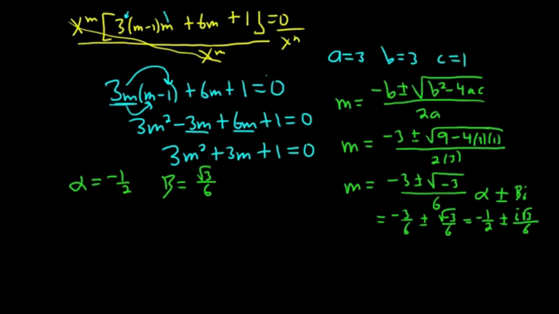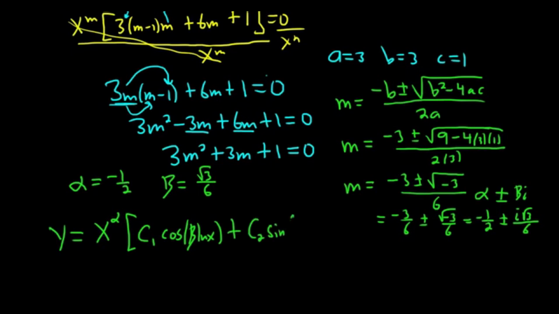So the form for this is y equals x to the alpha, bracket c1 cosine beta ln x plus c2 sine beta ln x.